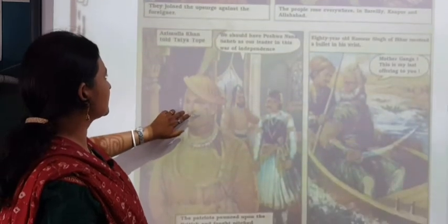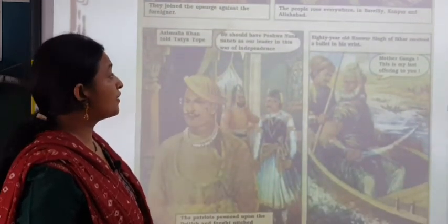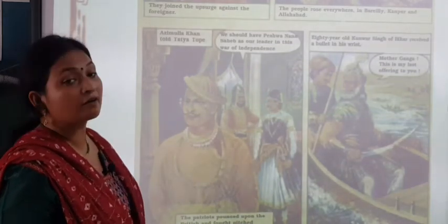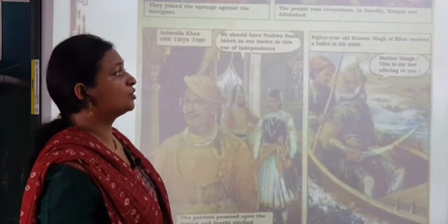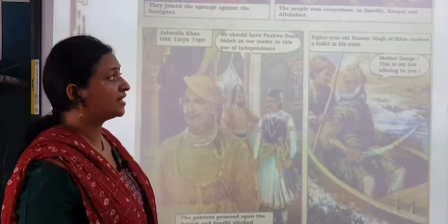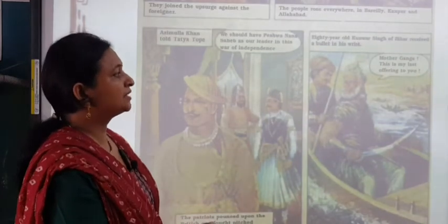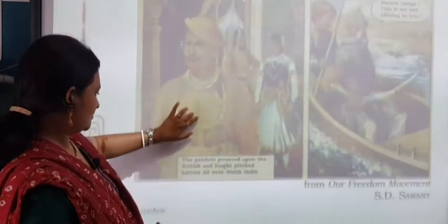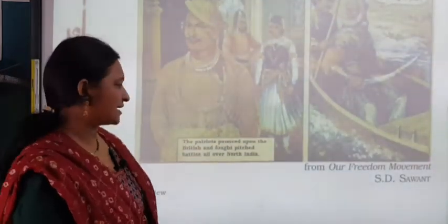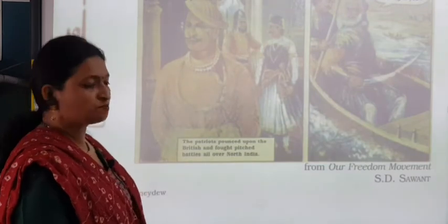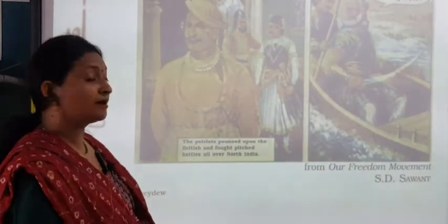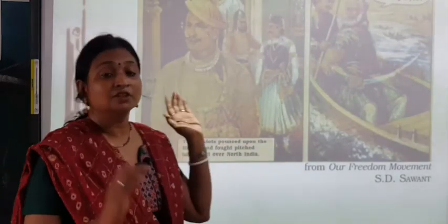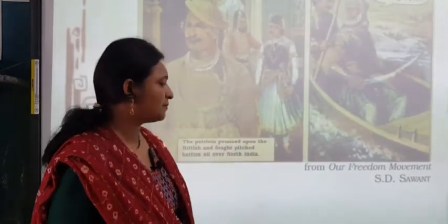Azimullah Khan told Tatya Tope, one of our freedom fighters, we should have Peshwa Nana Sahib as our leader in this war of independence. 80-year-old Kunwar Singh of Bihar received a bullet in his wrist. Mother Ganga, this is my last offering to you. The patriots pounced, attacked the British and fought pitched battles. Okay, it was an evenly matched war going on all over North India. And the whole of this picture story is compiled by S.D. Sawant.